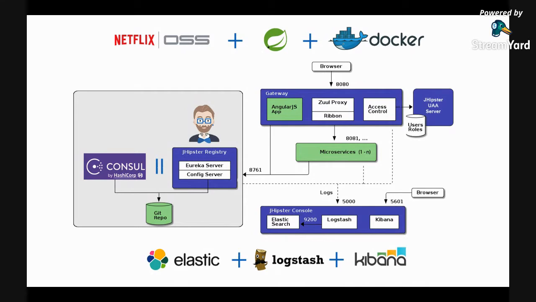And this is a more drilled down version of it. This segment here is your gateway, which is the microservice gateway. You have any client, and then it has a Zuul proxy in it. You have a user server here. This can be a JHipster UAA server, which is the user authentication and authorization server.